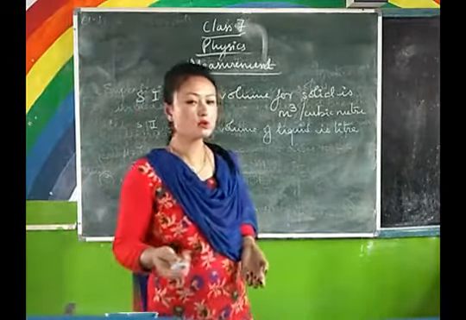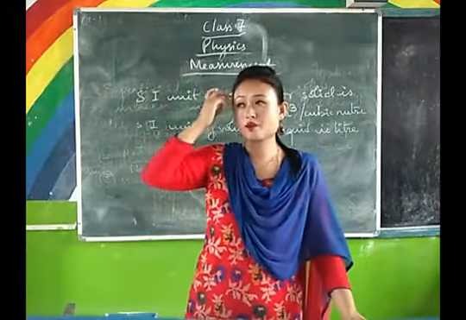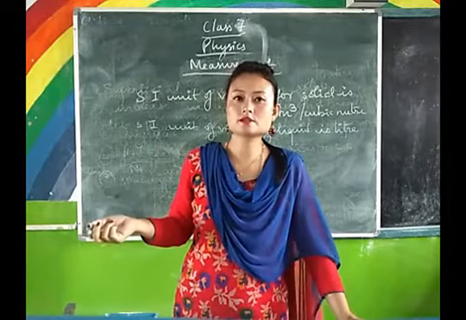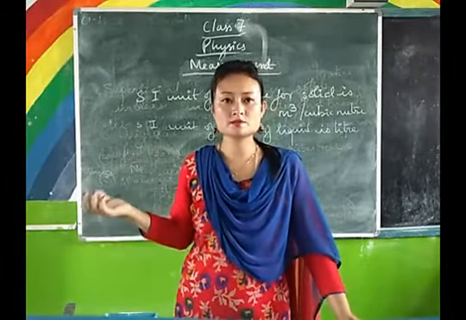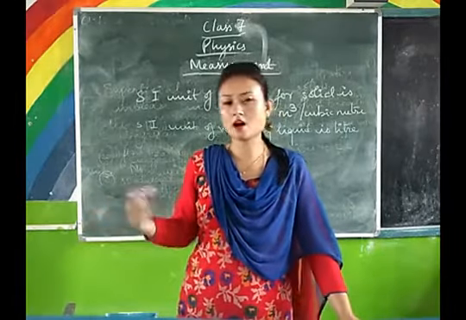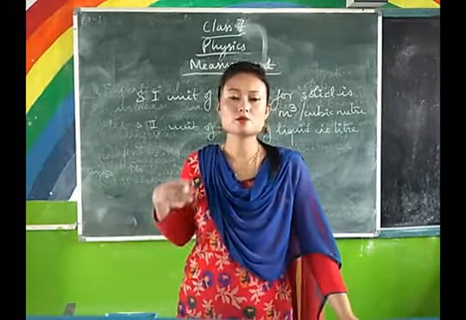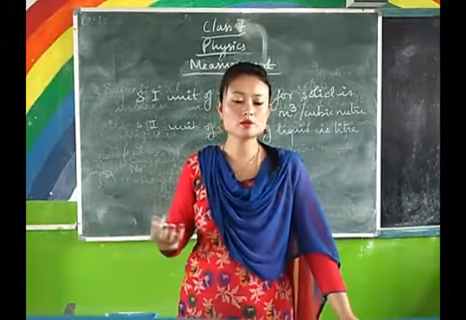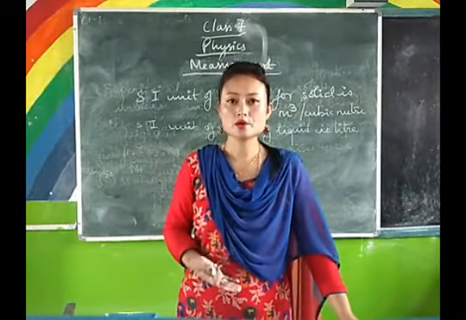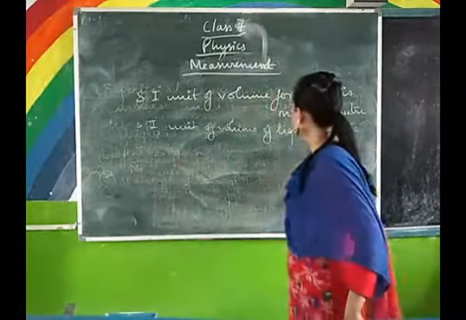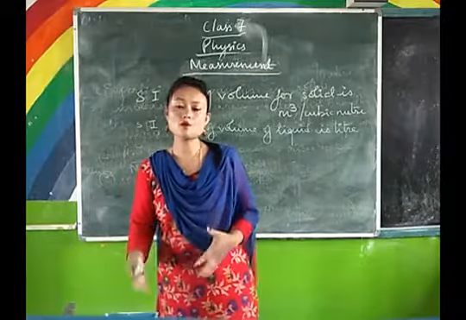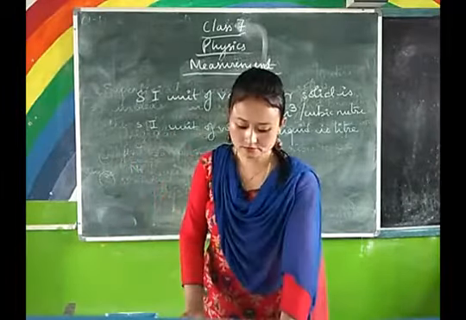If you're thirsty and you want to purchase juice, you can't say give me 3 cubic centimeter or 1 cubic centimeter juice, right? You say 1 liter or 1.5 liter or half liter, isn't it? So regarding any liquid, you don't talk in terms of cubic meter or cubic centimeter. You use the term liter. So liter is the unit of volume of liquid.